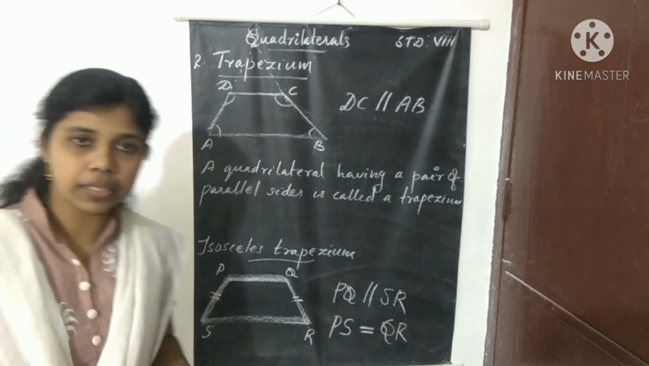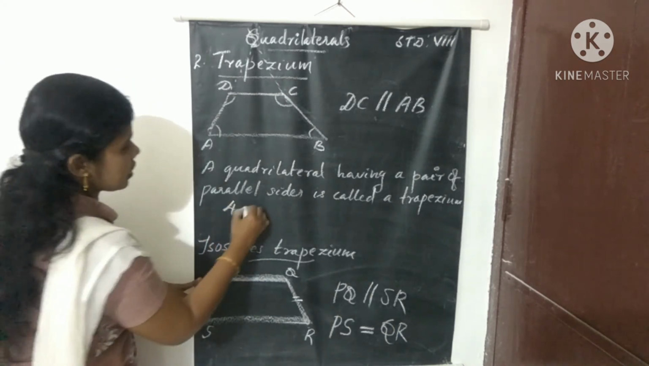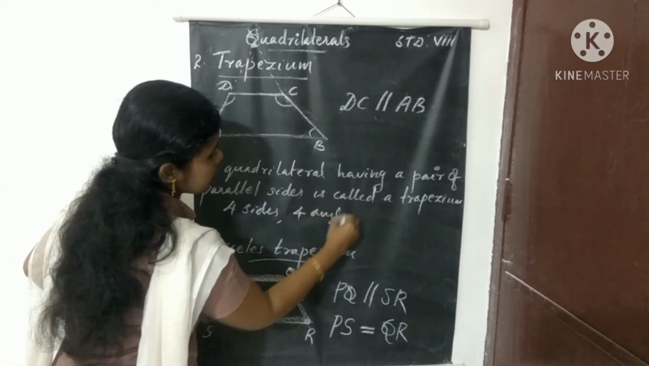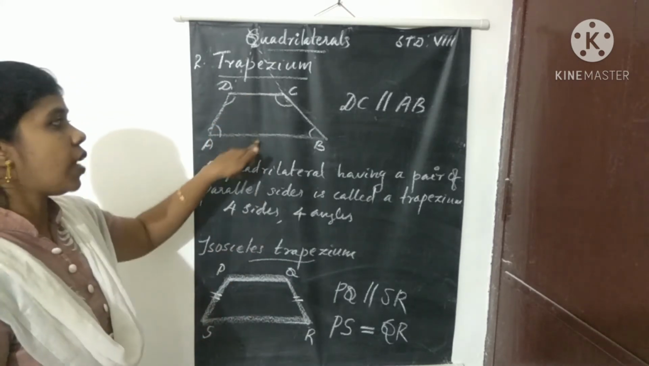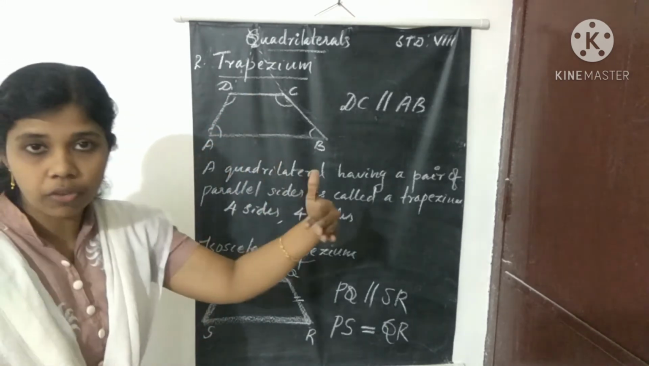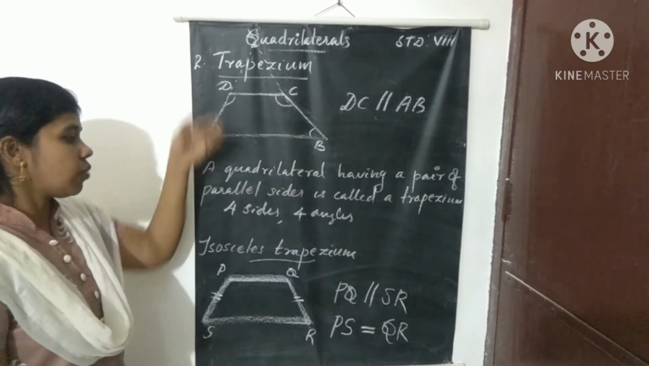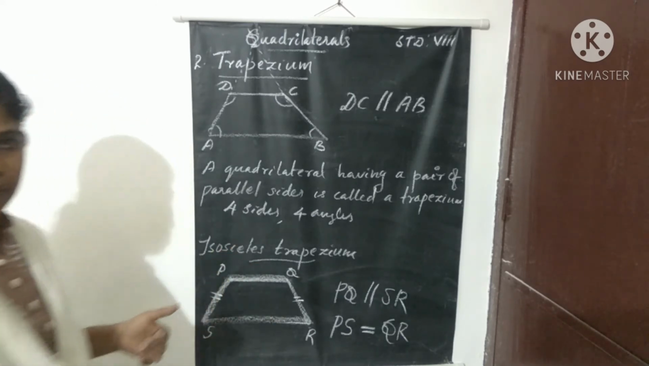A trapezium is a quadrilateral and it has what? 4 sides and 4 angles. And the important property is one pair of parallel sides.